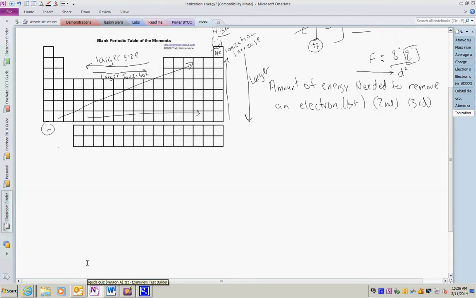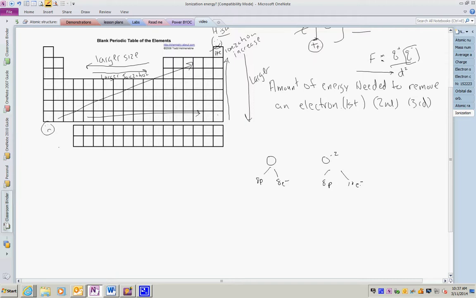Let's go with oxygen versus oxide. So in this case, this atom here has 8 protons, and this one has 8 electrons. This guy has 8 protons, and this guy has 10 electrons. So the question is, who would have the higher ionization energy?